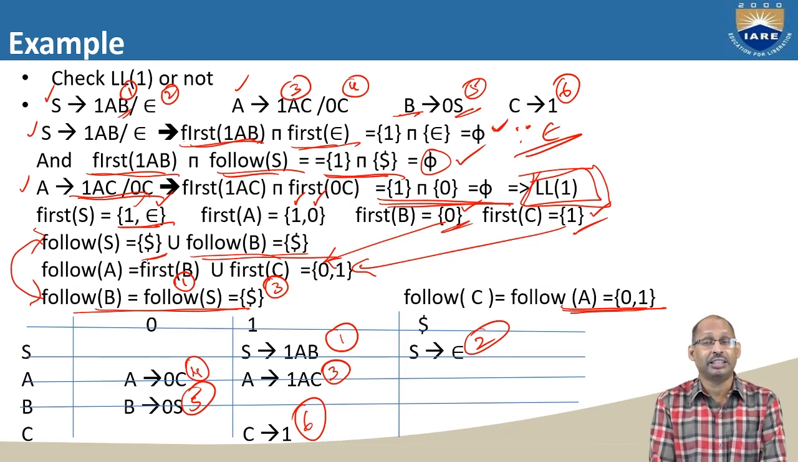And since the grammar is LL1, as we already verified with the conditions, the predictive parsing table is unambiguous. Right?